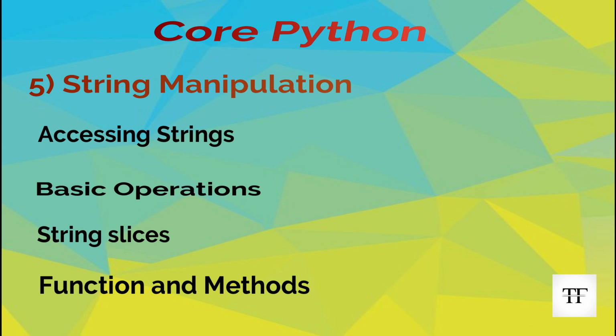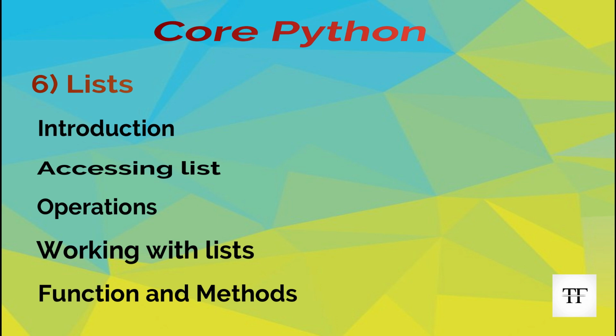Then coming further we have lists. So as in normal programming, if you have learned C or Java, we have the arrays concept, right? So in Python we don't have arrays, we have kind of lists. So we will get into the introduction, we will see what are lists, then we will see accessing of list, some operations to be performed, then we will see how these lists work actually.